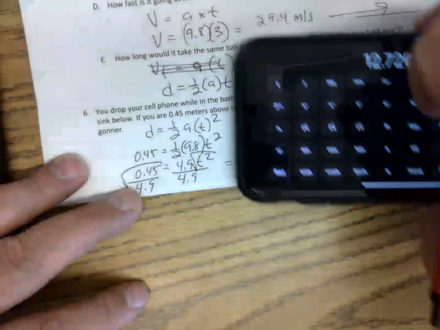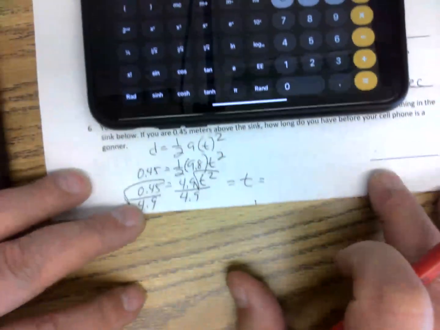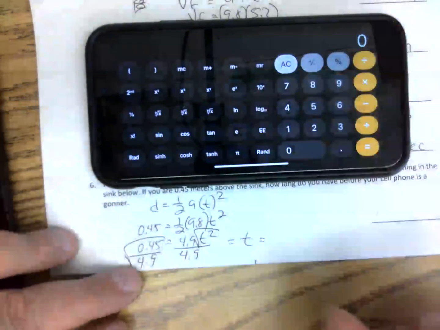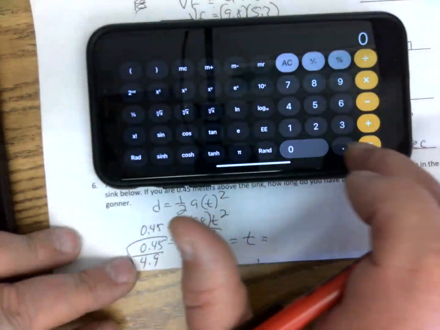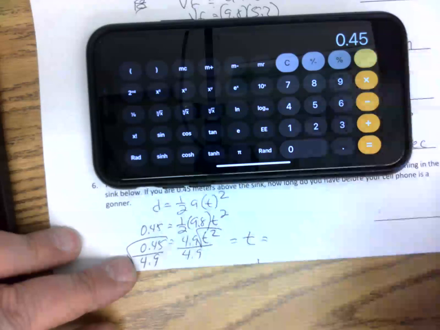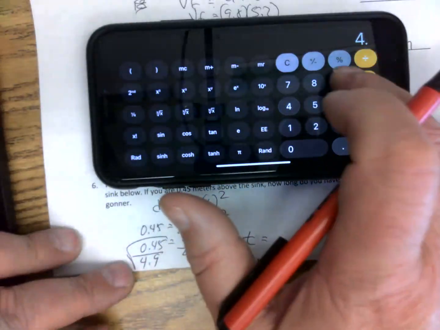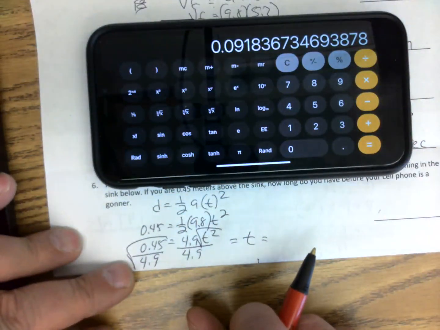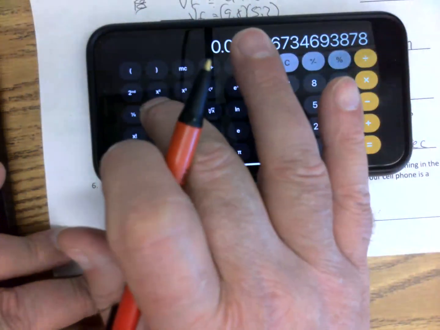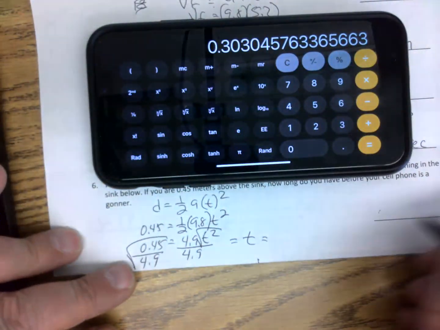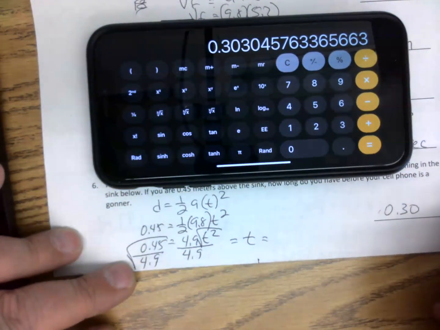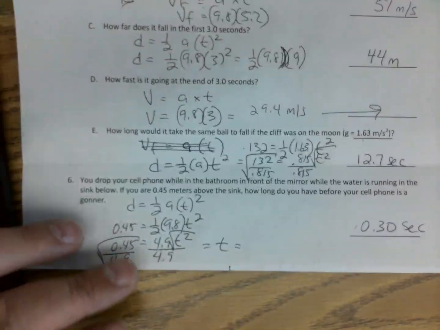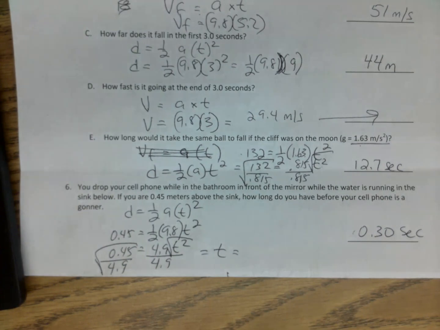Okay, so 0.45 divided by 4.9. We get that. All right, but then we do the square root of this thing. We get 0.3. 0.30 seconds. So you better have really good hand-eye coordination to grab it.